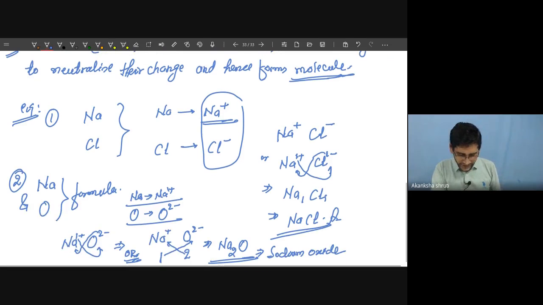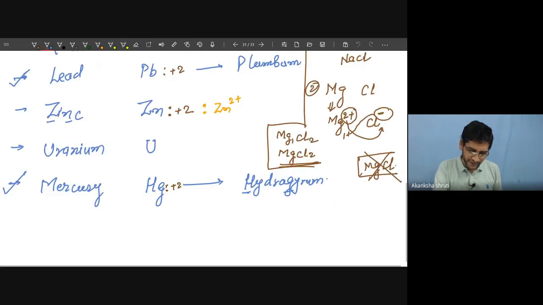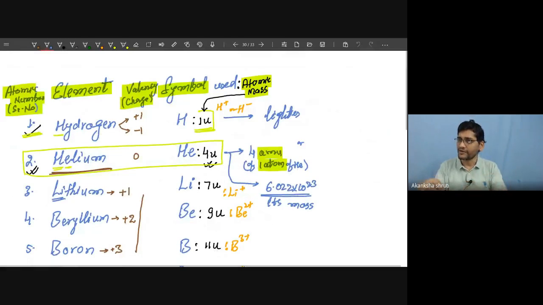So here we have learned different atoms are forming different kinds of ions and they are getting attracted. Student, what are the different kinds of atoms or ions which are formed, and the table? So this table is very important in writing the molecular formula and determining the mass. So for writing the molecular formula and determining the mass, we need to keep this table in our mind.